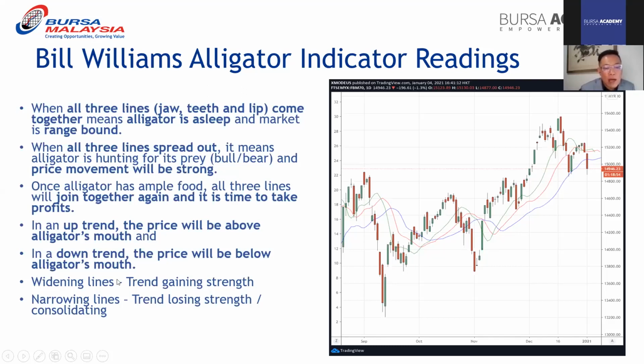Widening lines means strength, the trend is gaining strength. Narrowing lines mean the trend is losing strength. So with just one indicator, you can read all these things: the strength, and whether the market is trending or non-trending. We will apply this Bill Williams alligator in the next few charts just to give you a better understanding.